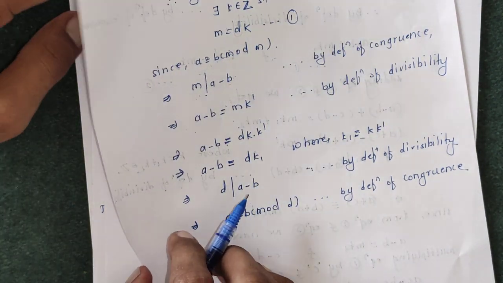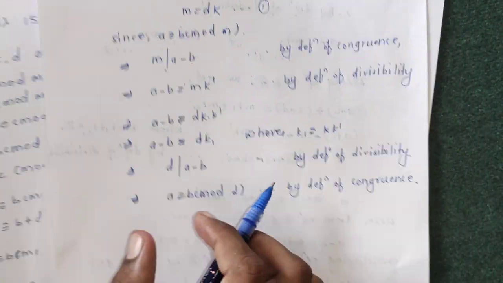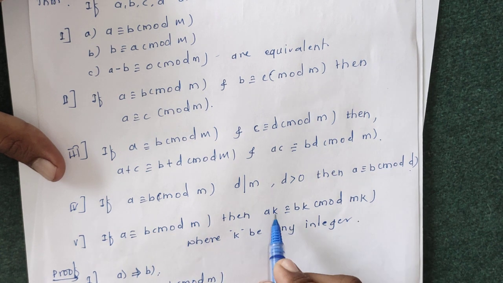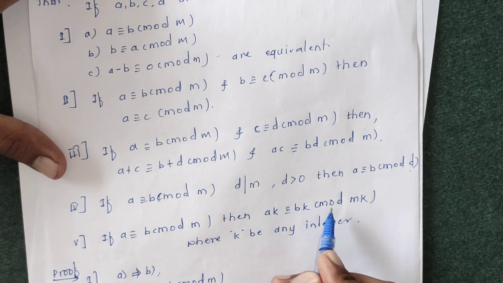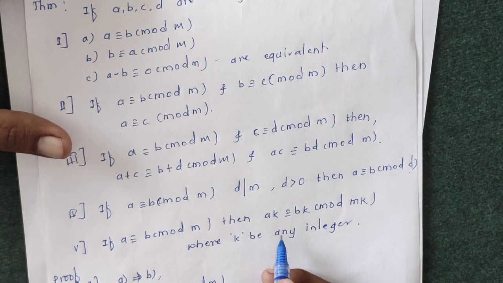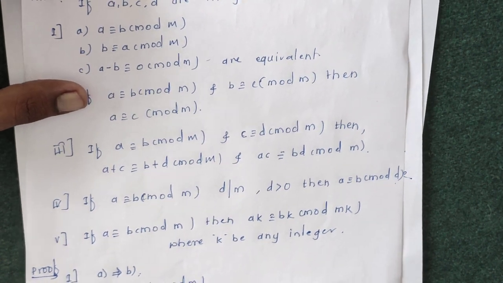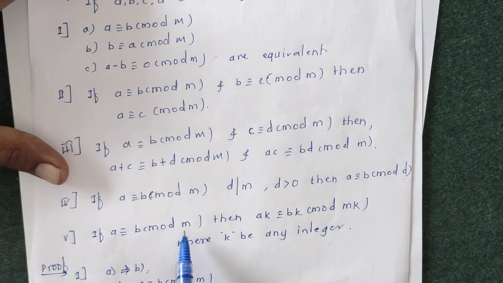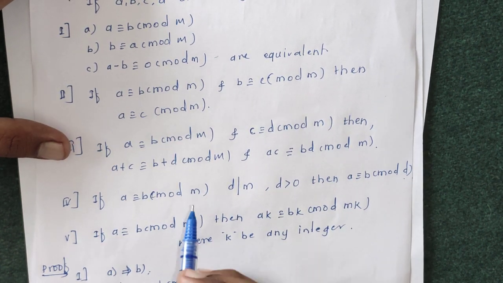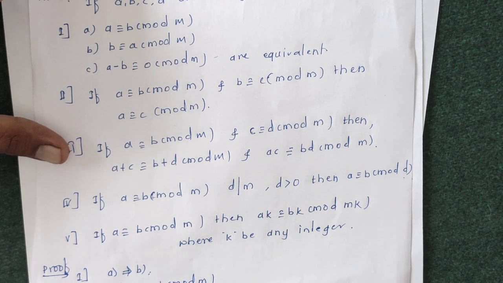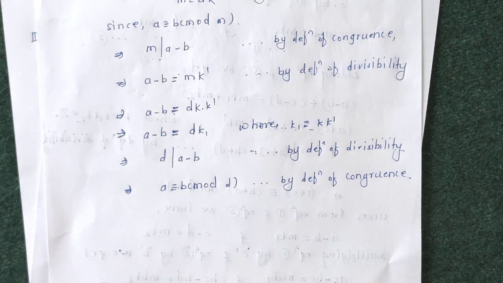Now to prove the fifth statement. The fifth statement was: if a is congruent to b mod m, then we have to prove that ak is congruent to bk mod mk for any integer k. This is the simplest one. Since we are given a is congruent to b mod m, we can use the definition of congruence. That gives us m divides a minus b.